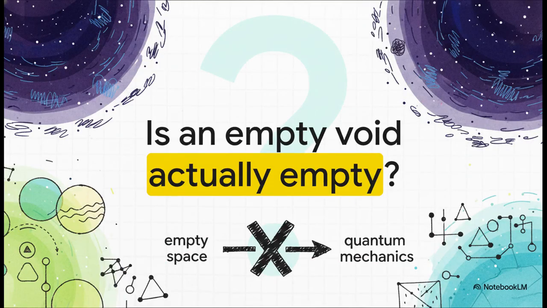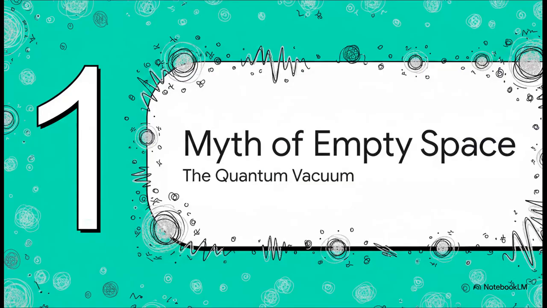Which brings us to a massive, profound paradox. Is an empty void actually empty? I mean, when we look out into the absolute darkest, most isolated pockets of deep space, or even peer down into the tiny gaps between atomic particles, our gut instinct says, well, there's nothing there, right? Just empty space. But as we'll see today, that intuitive assumption is actually the biggest roadblock to understanding how quantum computing really works. So, let's kick things off with Section 1, the myth of empty space.